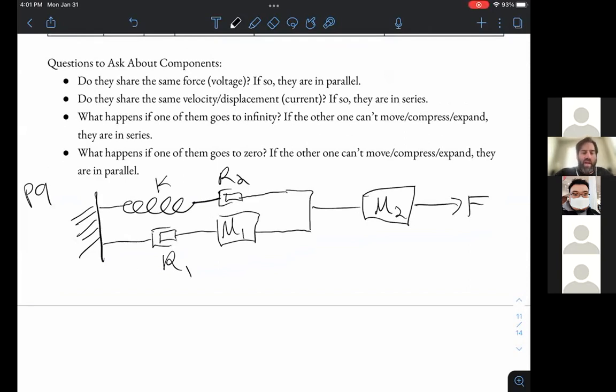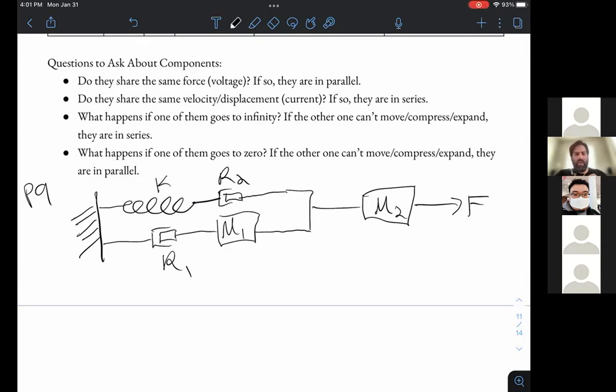So if they have the same displacement, that means they have the same current and they are in series, right? What happens if one of them goes to infinity? Well, if the other one can't move, compress, or expand, meaning it can't have any displacement, then they're in series. If I have a resistor in series with another resistor, and the first resistor goes to infinite resistance, the other one doesn't get any current. And that's the analogy here.